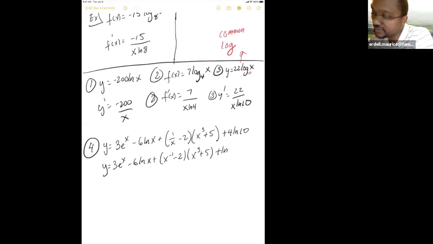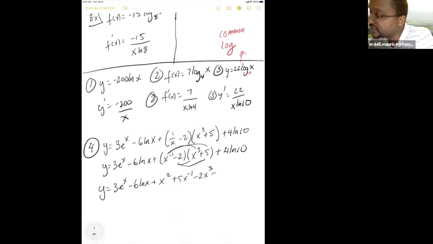Yes or no, or maybe so. I didn't write the 4 down. And then I have to distribute: negative x to the negative 1 times this is x squared. x times this is plus 5x to the negative 1. 2 times x is minus 2x cubed. 2 times 5 is negative 10, plus 4 ln 10.